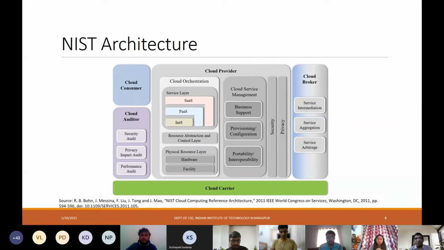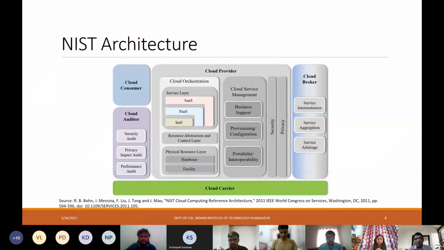So here also you have this cloud broker, which takes care of intermediation between the consumer and the provider in terms of the services that are offered, and in terms of the aggregation of the different services. What is this aggregation of services? If you are talking about multi-cloud, or even a simple cloud, you have different services being offered. How do you aggregate these services and provide them to the end users or cloud consumers based on their requirements? This will also have to be taken into account. So you have service intermediation and service aggregation.